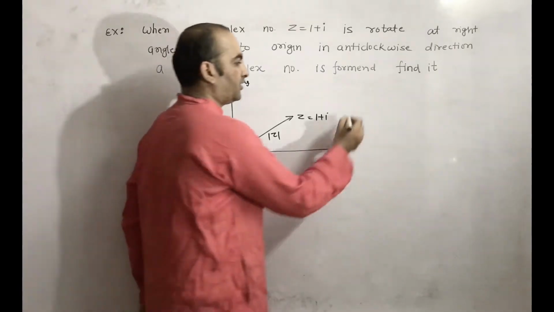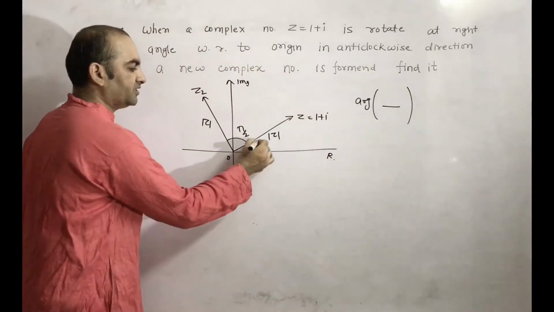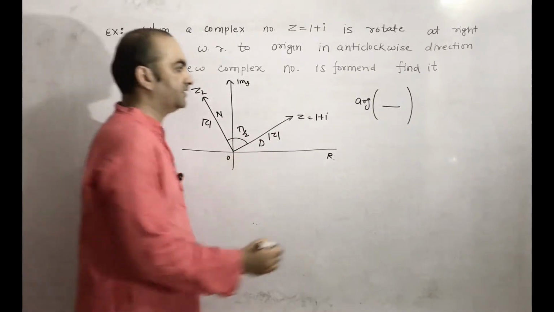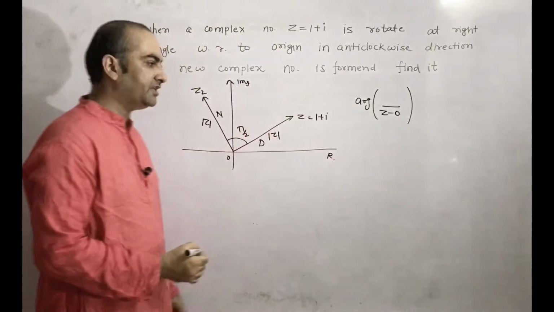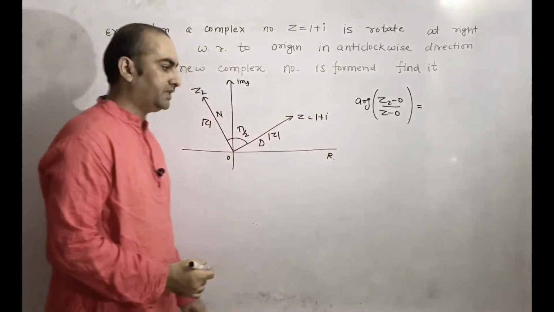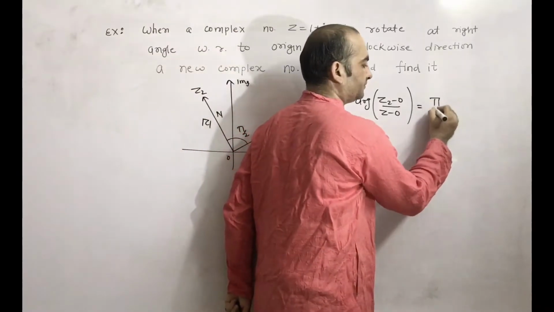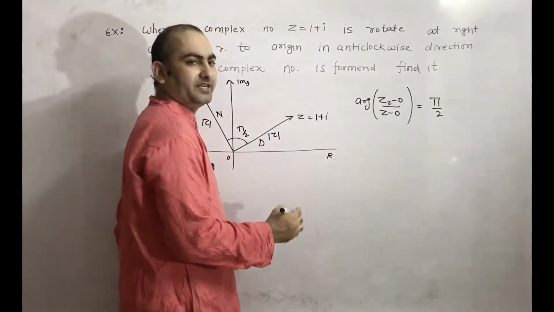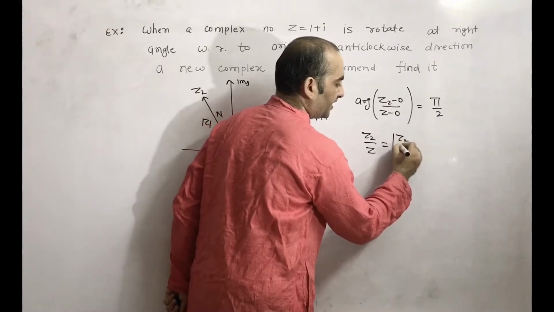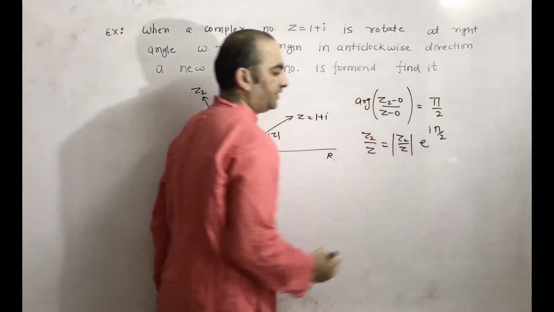How to write? Argument of, in brackets, numerator over denominator. The denominator is z minus 0, and the numerator is z2 minus 0. Since we are rotating in the anti-clockwise direction, the angle is pi by 2. So from here we can say that z2 by z equals modulus of z2 divided by modulus of z, into e power i pi by 2. Like that we can write.